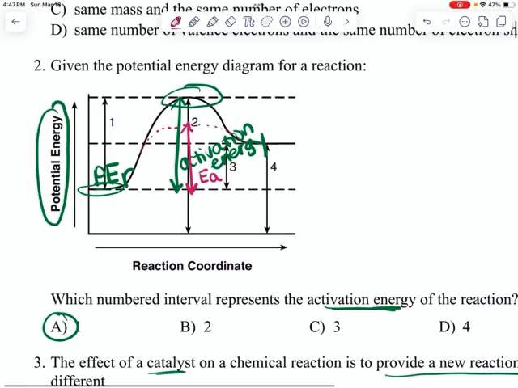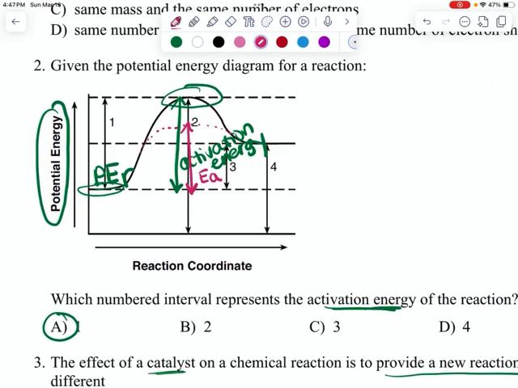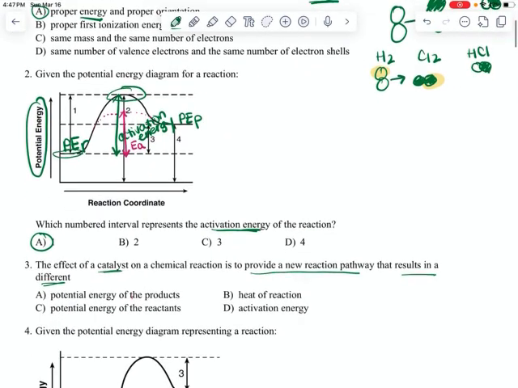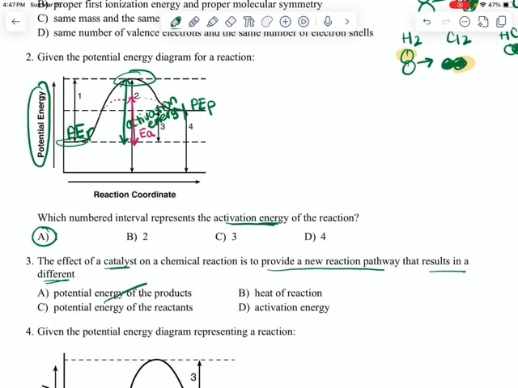Notice how when I added the catalyst, the activation energy changed, but what didn't change? The PE of the reactants did not change, and the PE of the products did not change either. So for question 3, we can cross off this.